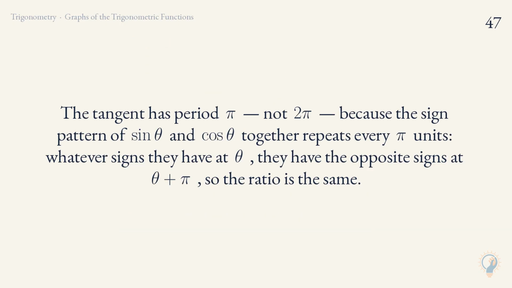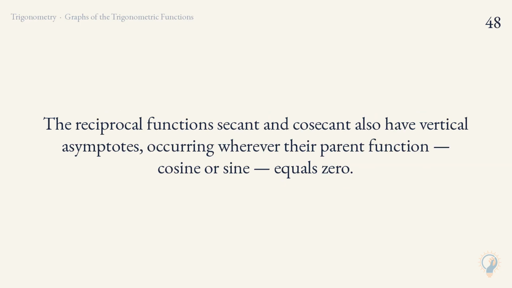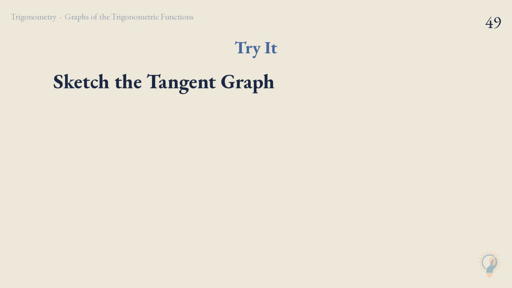The tangent has period pi, not 2 pi, because the pattern of sine theta and cosine theta together repeats every pi units. Whatever signs they have at theta, they have opposite signs at theta plus pi, so the ratio is the same. The reciprocal functions secant and cosecant also have vertical asymptotes, occurring wherever their parent function, cosine or sine, equals 0. Try it.